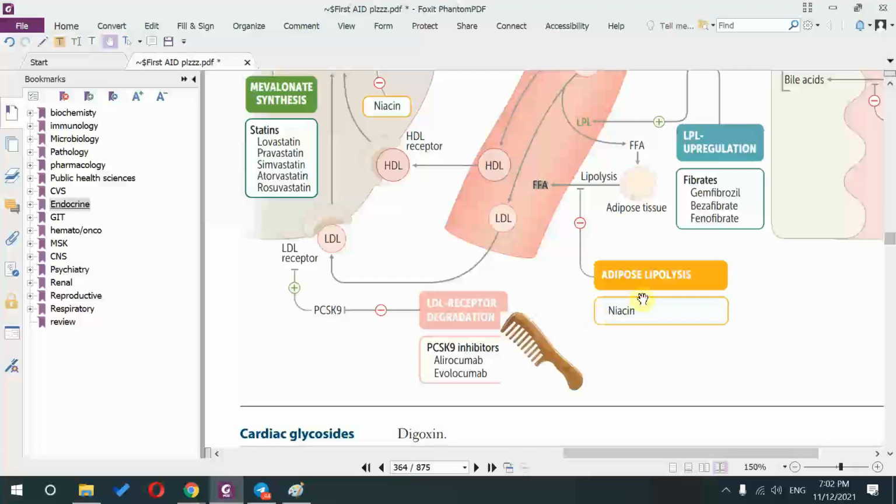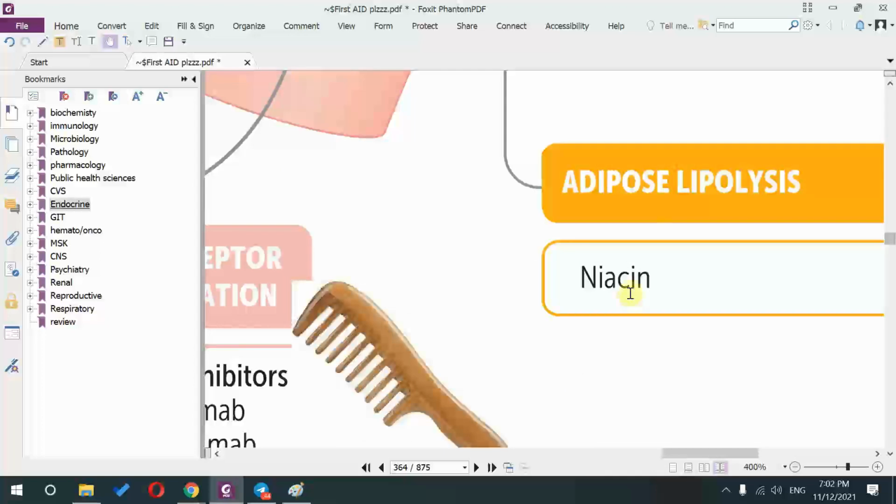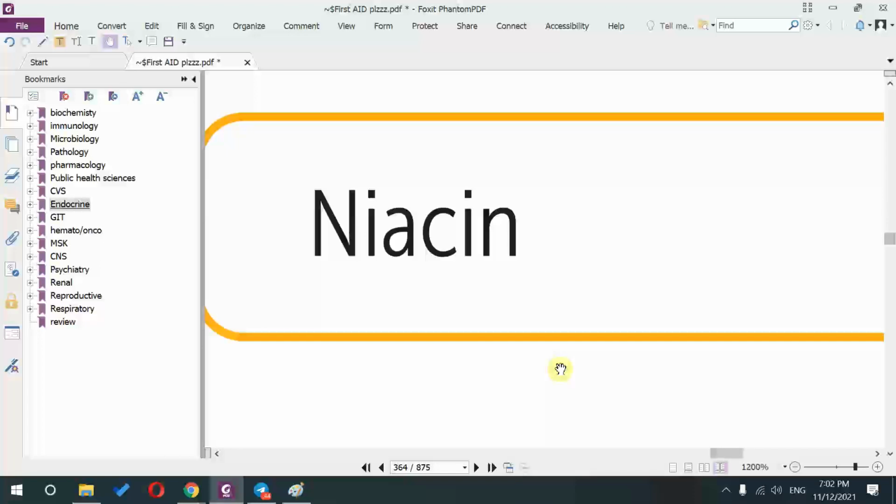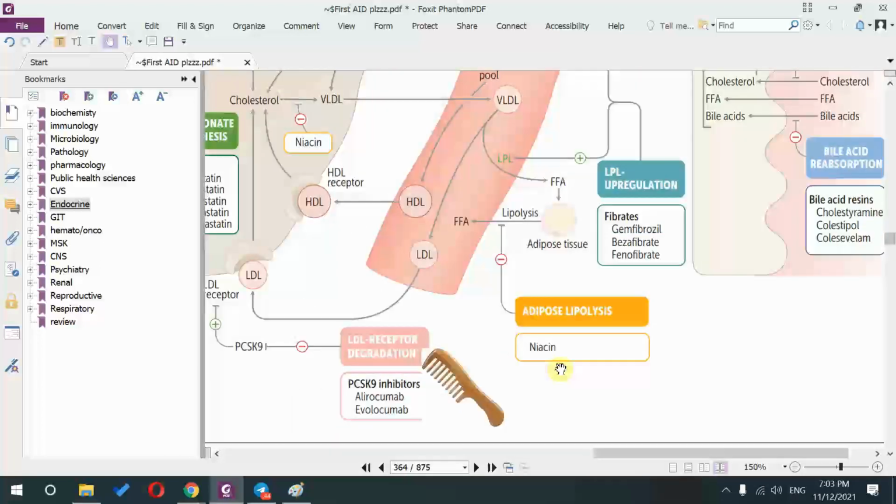So a drug called niacin, which is also a vitamin. Can someone tell me which vitamin it is? B3. And it can lead to flushing. Is the flushing mediated by histamine or prostaglandins? It's prostaglandins. You must know this, guys. If you forget about it, just remember. You prevent the flushing in case of niacin by giving what? NSAIDs, okay? So the flushing is mediated by prostaglandins.